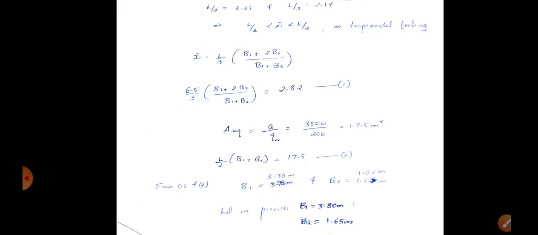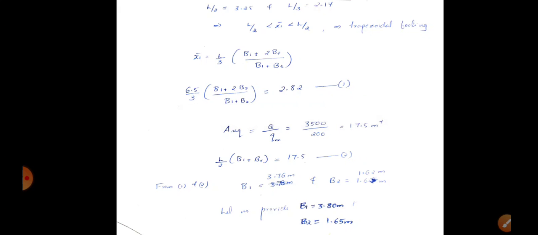And the second equation is in terms of area. Before that we have to calculate the area. Area is equal to total load by QNA. Total load is Q1 plus Q2, that is 3500. QNA is given as 200 kilonewton per meter square. So area is 17.5 meter square. So the equation of area is L by 2 into (B1 plus B2), that is equal to 17.5. So we have obtained two equations in terms of B1 and B2.